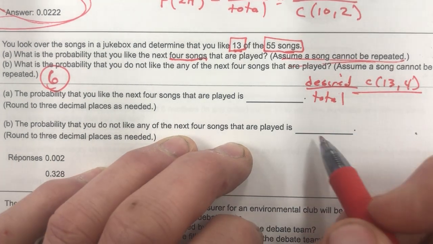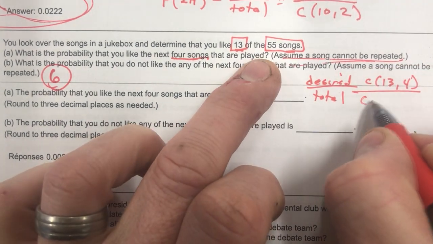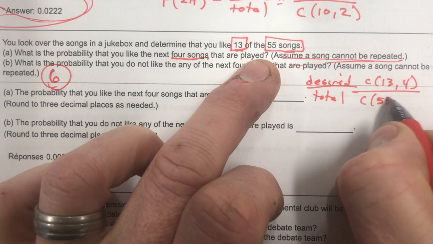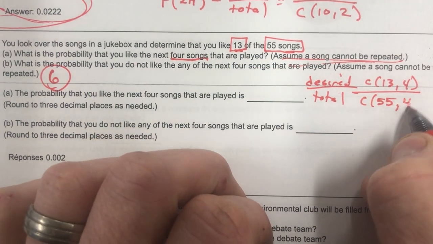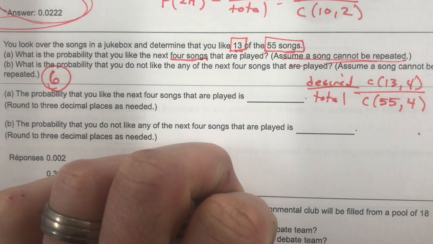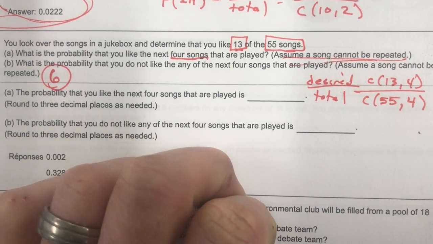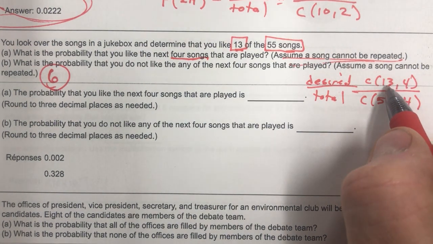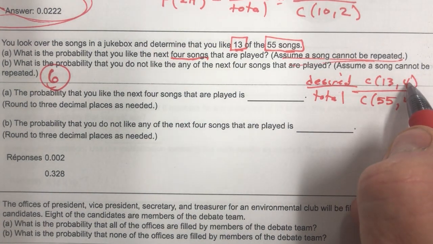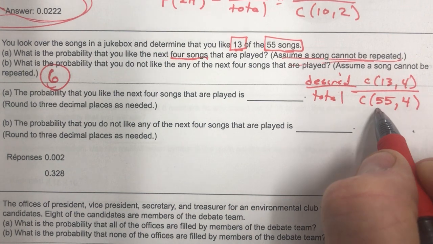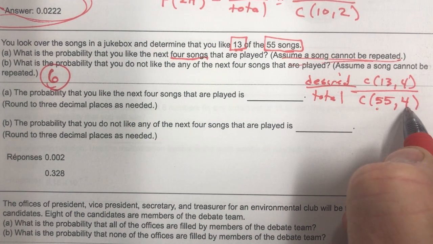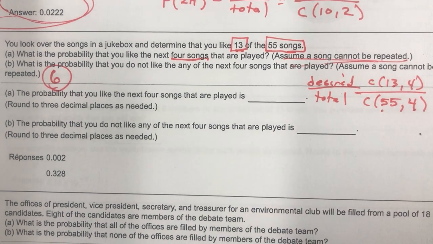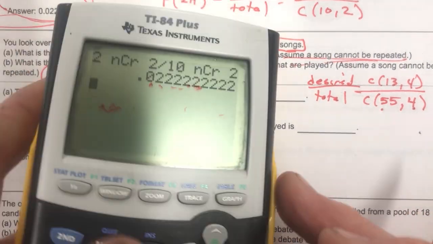Now on the bottom is the total, and there's 55 songs total. So this is another combination, and they're going to play 4 total. And that would be your total on the bottom. Okay, so what's desired is of the 13 songs you like, 4 of them get played. On the bottom total, there's 55 total songs, and 4 of them are going to get played. So that's the total ways this could happen. All right, so now just divide it.